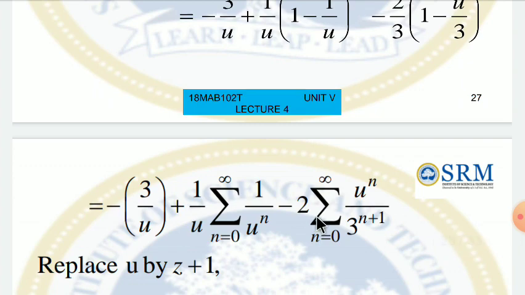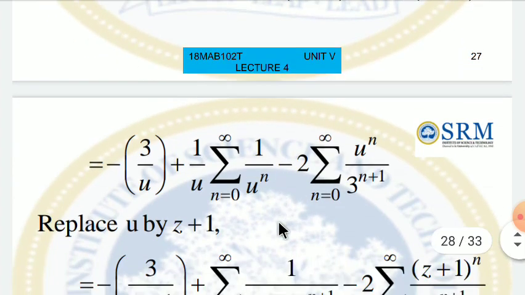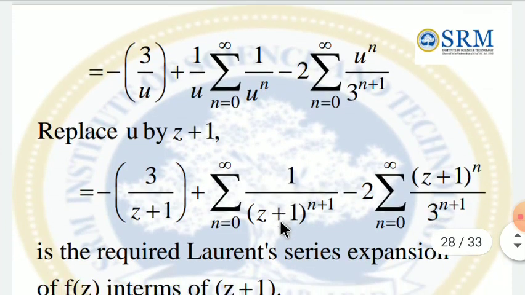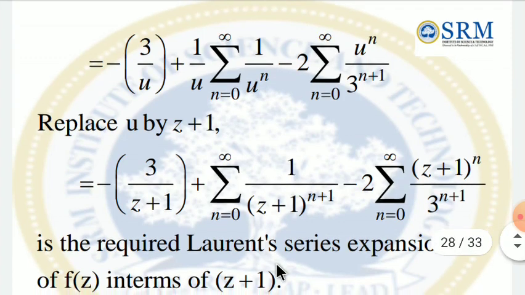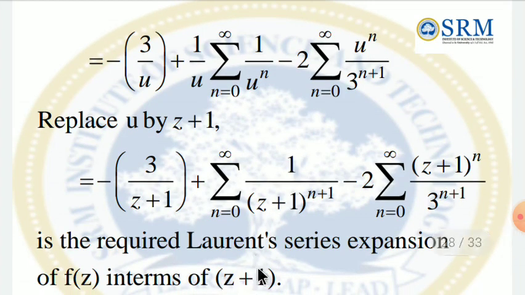Now the final answer should be in terms of z only. So we replace u once again by z plus 1. Replacing u by z plus 1, we get minus 3 by z plus 1 plus, and multiplying u here, we get u power n plus 1. Now u is equal to z plus 1, so we get z plus 1 whole power n plus 1, and here z plus 1 whole power n by 3 power n plus 1. So this is the required Laurent series expansion in terms of z plus 1.